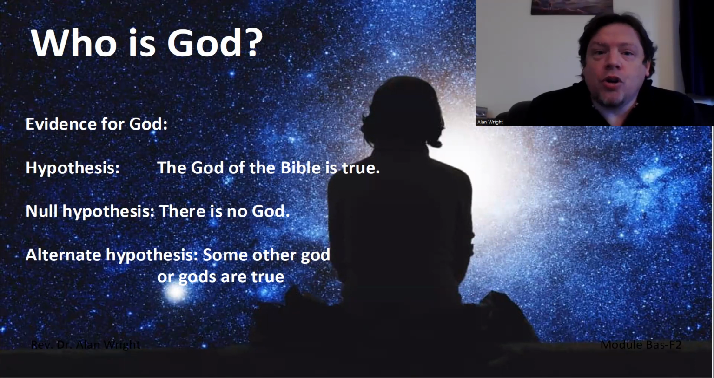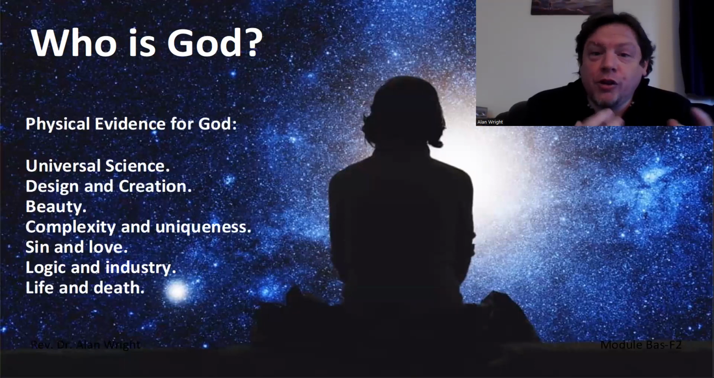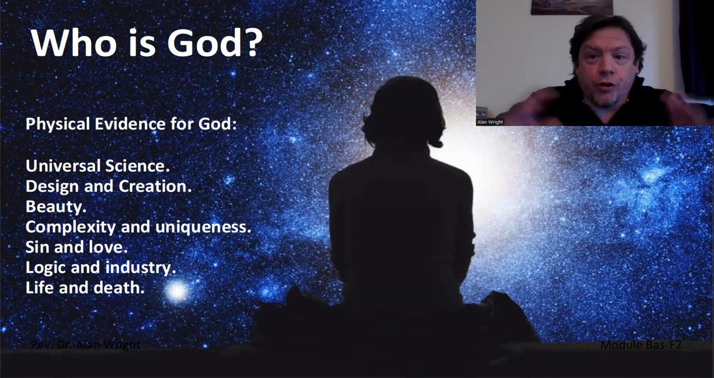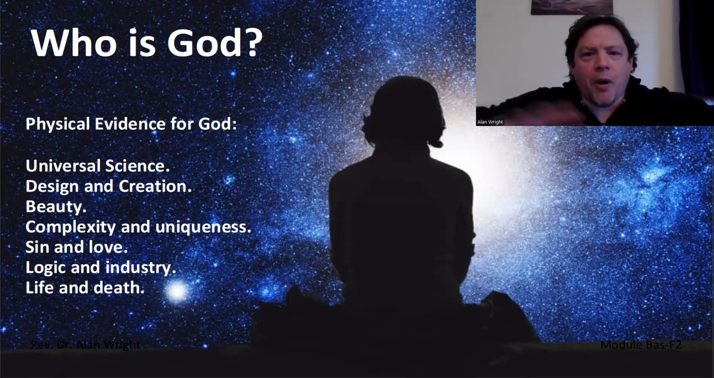If there is no God, you should see randomness. You should see accident and mistake. And as we look at universal science, we'll see that there seems to be no accidents, no mistakes. There seems to be design on the grandest of scale. All of the universe is held together. Things move, bodies move apart from each other and towards each other.